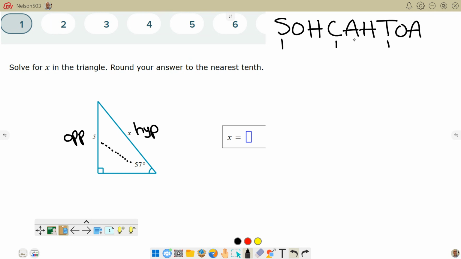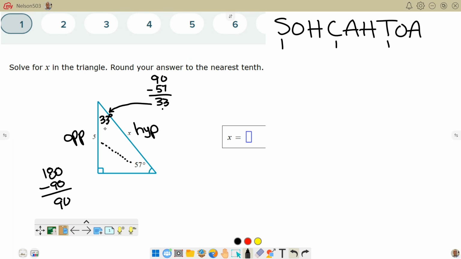Honestly, you could go to cosine if you found this angle right up here. This angle is 33 degrees, because all I have to do is take 90 minus 57, and that gives us 33 degrees. This angle right here is complementary with this angle down here, because we've already used up 90 out of the 180 for a triangle. So if I subtract 90 from that, I only have 90 left between these two angles.